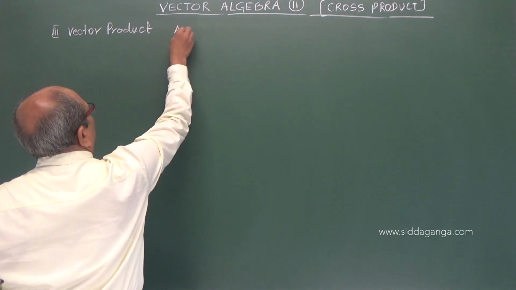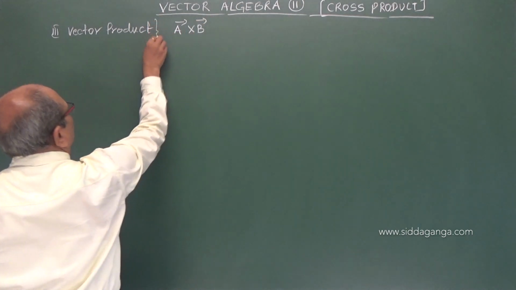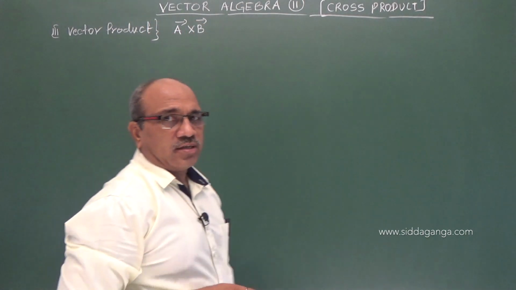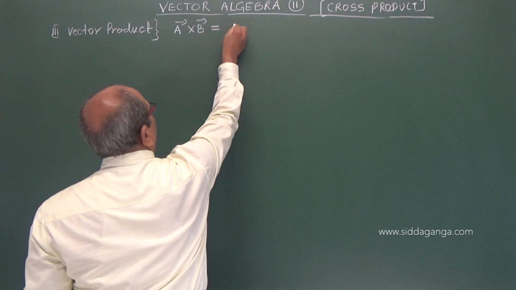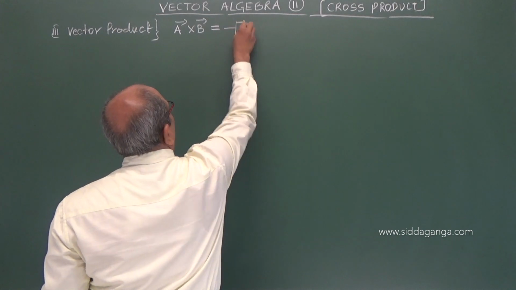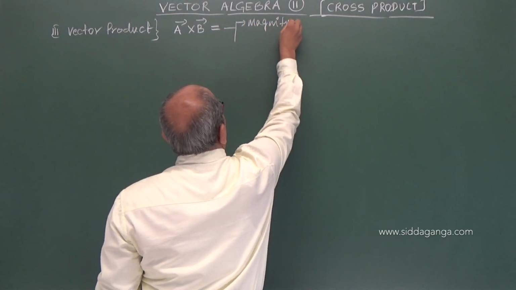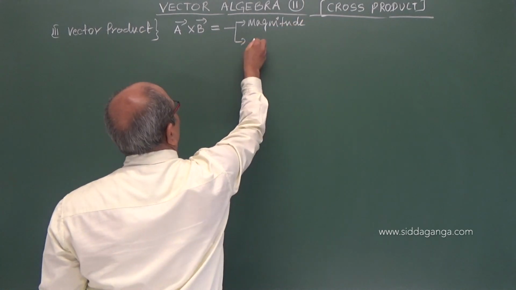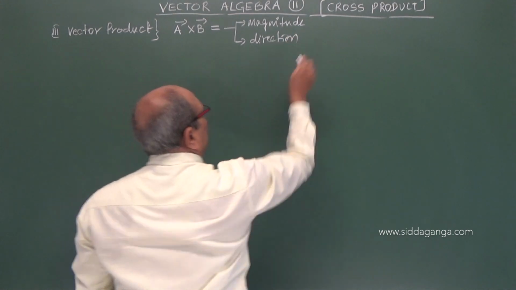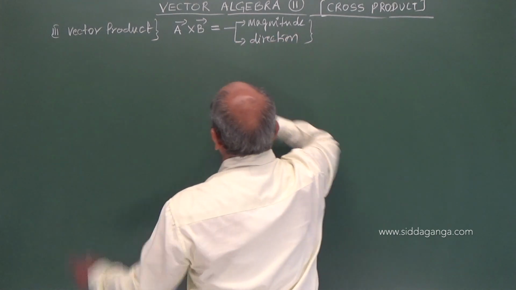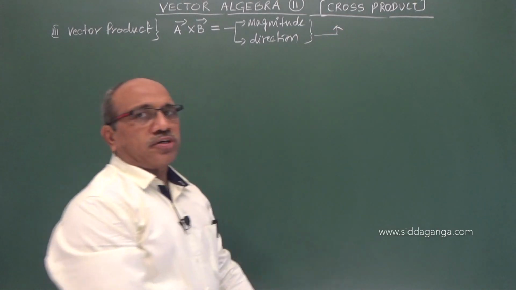Vector product: when I multiply A with B, that is A cross B, multiplying a vector with a vector, it becomes a vector again. It has both magnitude as well as direction. Therefore, it is called a vector product, and the notation is cross, hence it is also called a cross product.